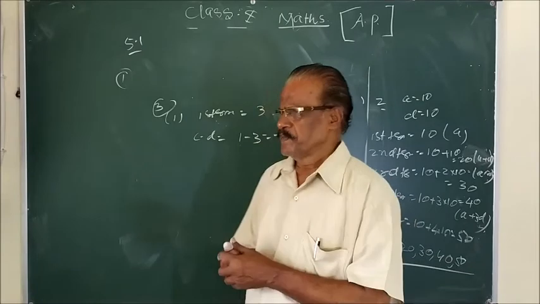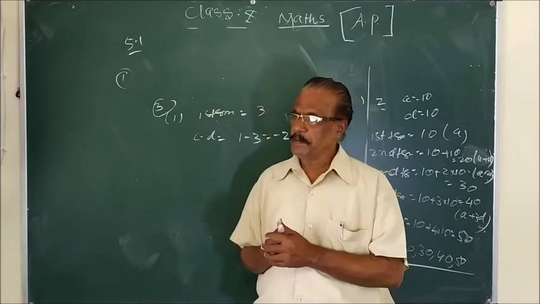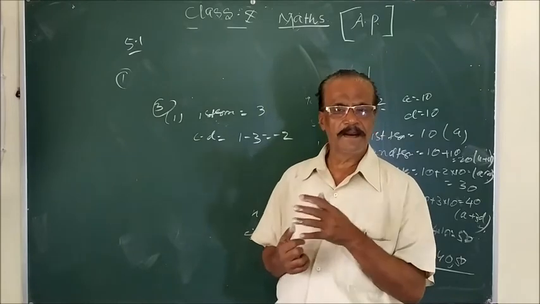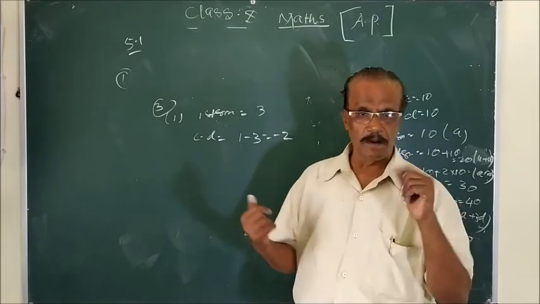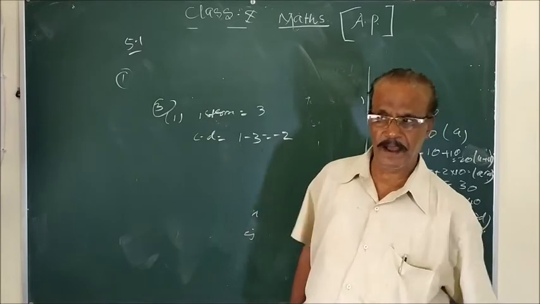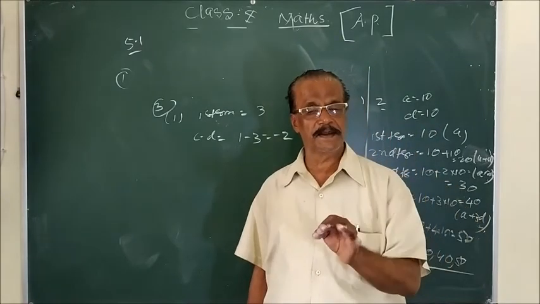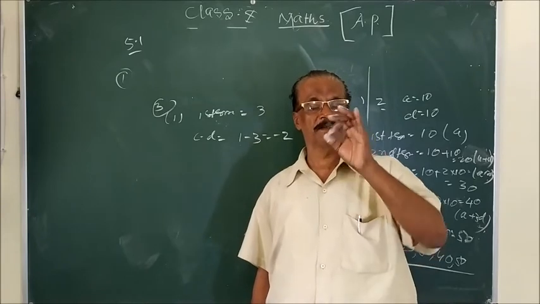और जनरल टर्म मैंने कहा कोई भी AP में यदि नंबर्स हैं, फर्स्ट टर्म A, कॉमन डिफरेंस D, तो फर्स्ट टर्म is already given A, सेकंड टर्म हो जाएगा A plus D, थर्ड टर्म A plus 2D, A plus 3D, A plus 4D, A plus 5D like that.